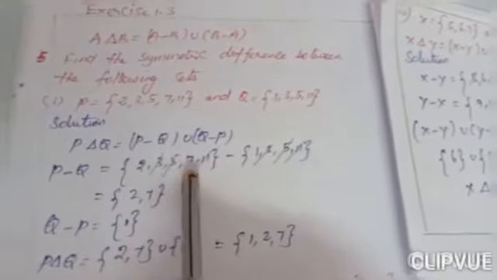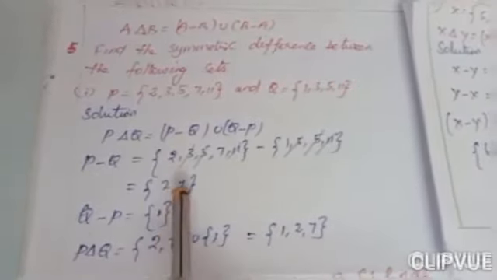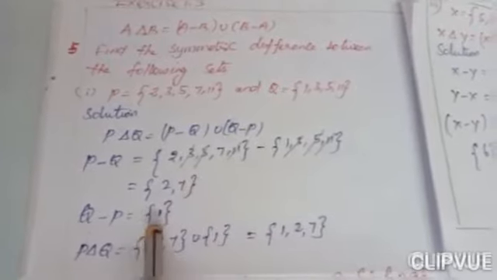P symmetric Q equals P difference Q union Q difference P. First you have to find P difference Q. Write the elements of set P: 2, 3, 5, 7, 11. Elements of set Q: 1, 3, 5, 11. Strike out the common elements. P difference Q is 2 and 7 in the set P. Q difference P is 1 alone. So we know the formula, P symmetric Q equals 2, 7 union 1. This is P difference Q, this is Q difference P. Finally, we can write P symmetric Q equals 1, 2 and 7.